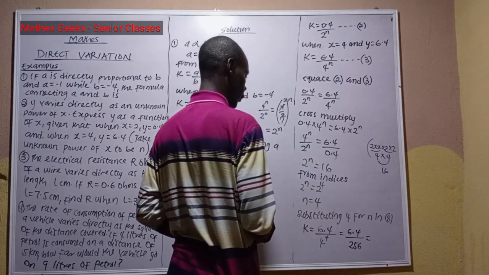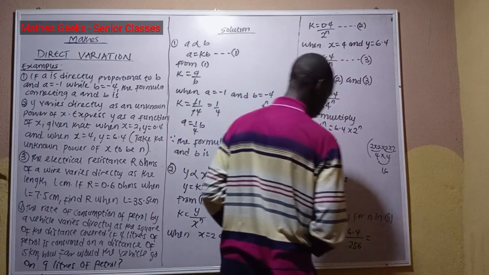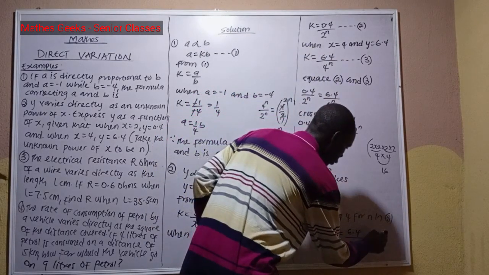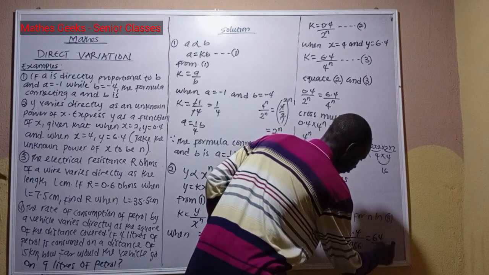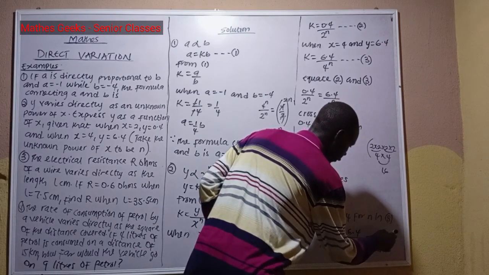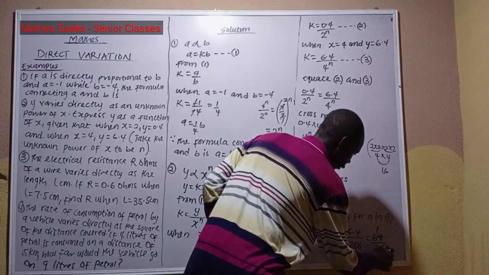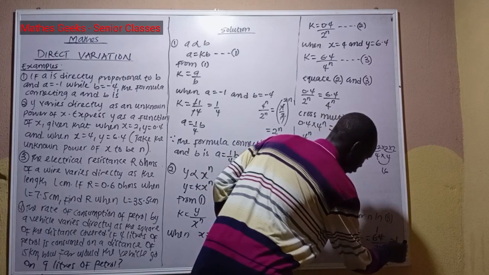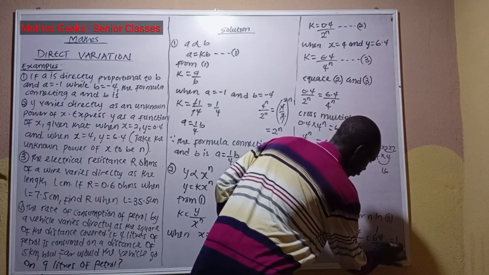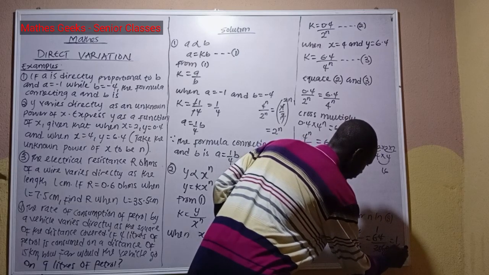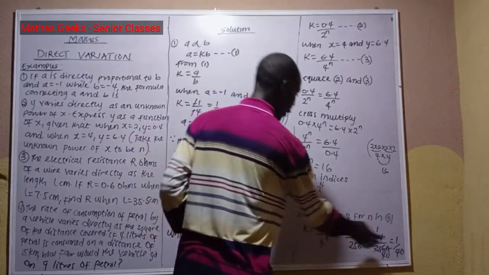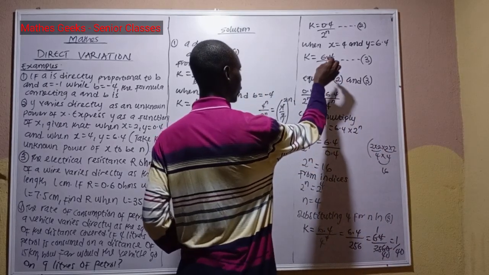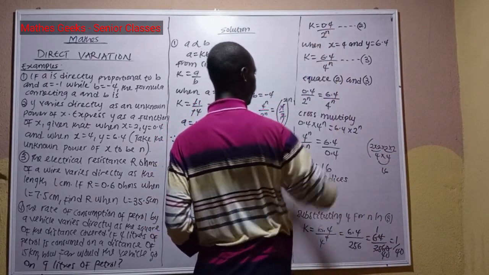So 6.4, convert this to a whole number, 64. So here we go: 64 over 256, which is equal to 1 over 40. So we've gotten the value of k, and we've gotten the value of n.